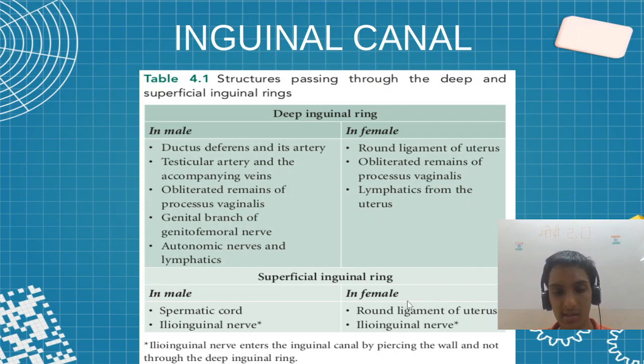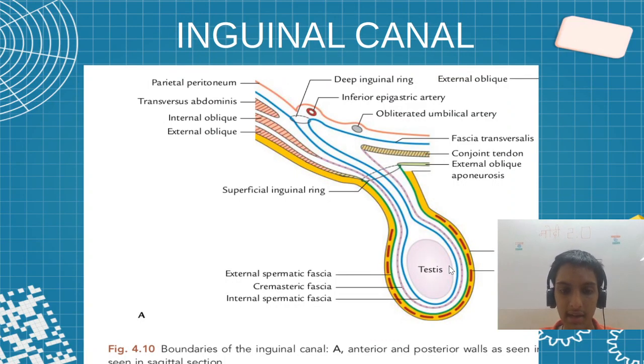Ilioinguinal nerve will be there. So remember, in the superficial ring, the ilioinguinal nerve will be there in both the sexes. Difference will be in the male, the spermatic cord. In the female, we'll find the round ligament of uterus. Let's see the boundaries of the inguinal canal.